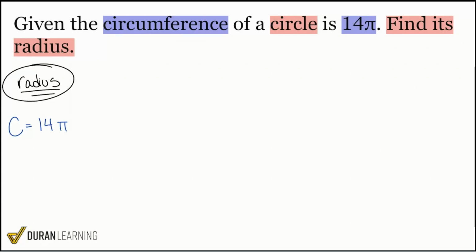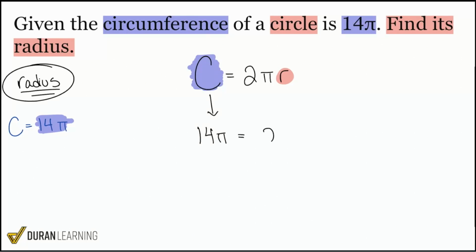So here, we know what that formula is. It is the circumference equals 2 times pi times r. And so what we'll do is fill in the information we have. Notice that we are looking for the radius, so I'm going to leave that as is. What I will do is replace the circumference with 14 pi. Once I do that, check this out. We have 14 pi equals 2 pi r.